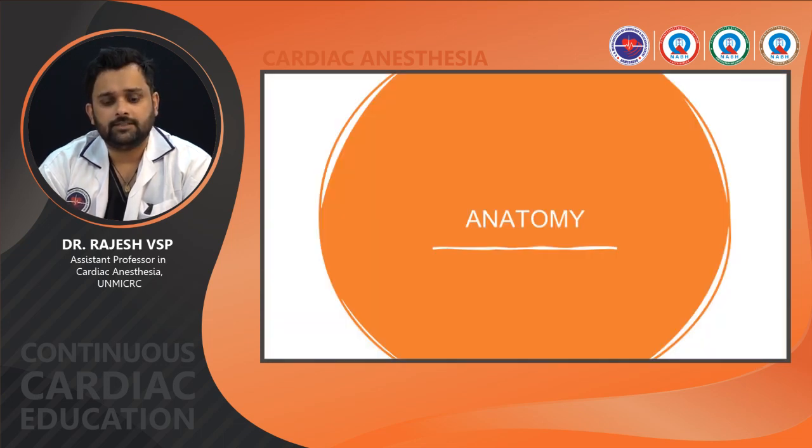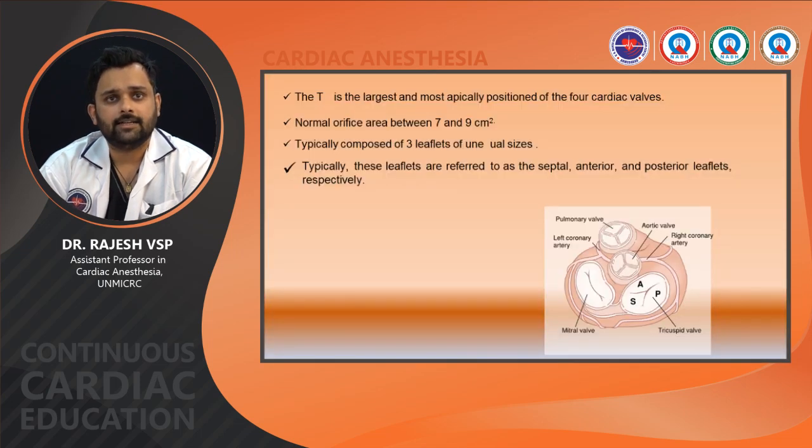Before going into the echocardiography part, we should know about the anatomy so that we will know what we are looking at. The tricuspid valve is the largest and most apically positioned among all the 4 cardiac valves, and the normal orifice area is between 7 to 9 square centimeters. It's typically composed of 3 leaflets of unequal sizes, typically referred to as septal, anterior and posterior leaflets respectively.